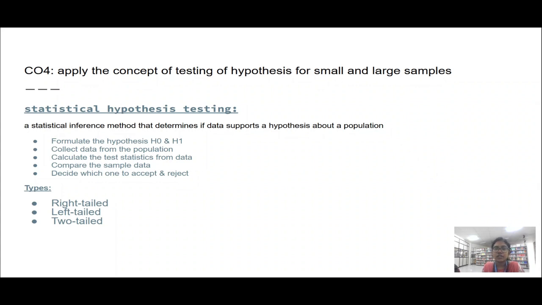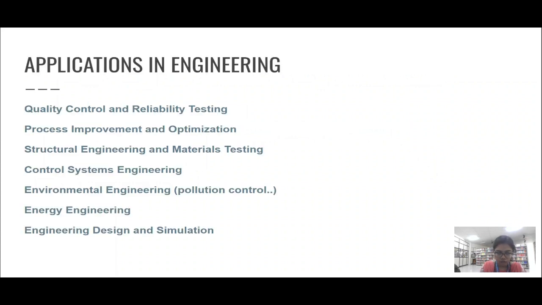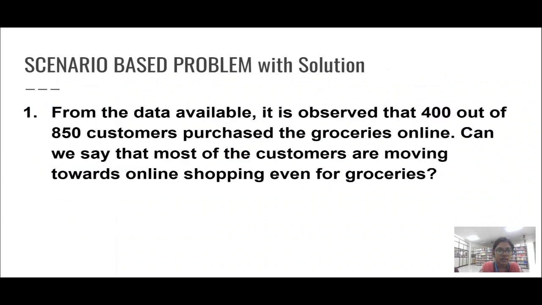In statistical hypothesis testing, we have three types: right-tailed, left-tailed, and two-tailed. We have a lot of applications of statistical hypothesis testing in the real world. In engineering, we have quality control and reliability testing, process improvement and optimization, structural engineering and material testing, control system engineering, environmental engineering and pollution control, and energy engineering and energy design and solution. I guess we have a lot of applications in engineering.